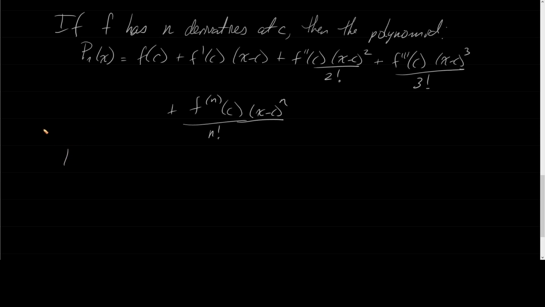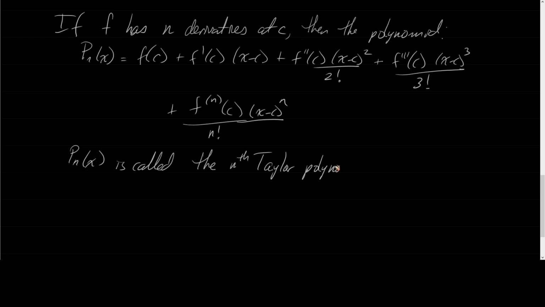So that polynomial, p sub n of x, is called the nth Taylor polynomial of f at c. So that's what a Taylor polynomial is.